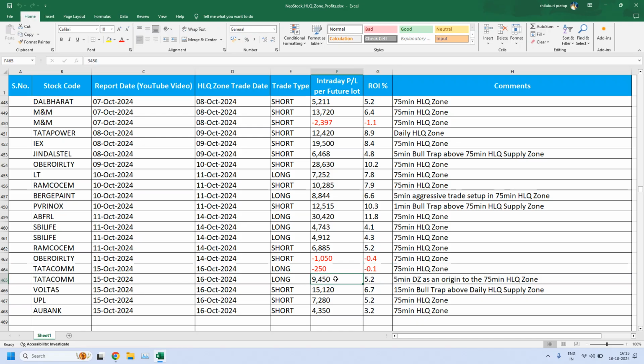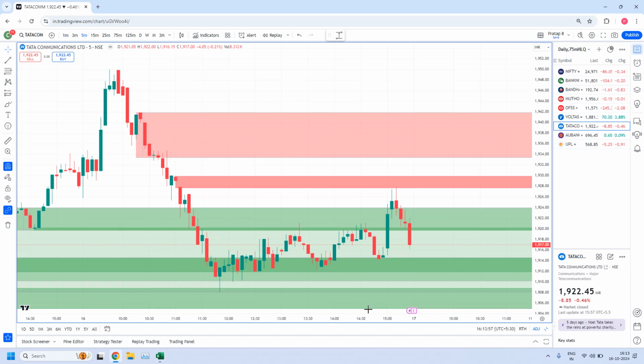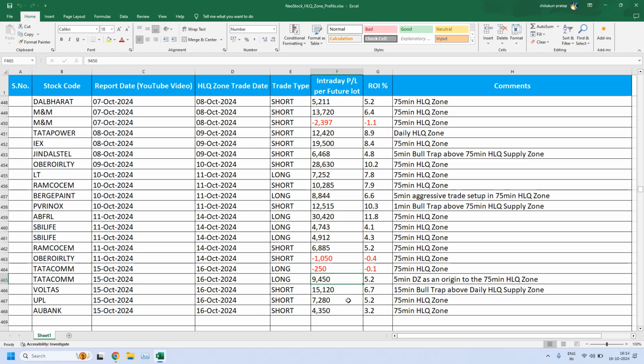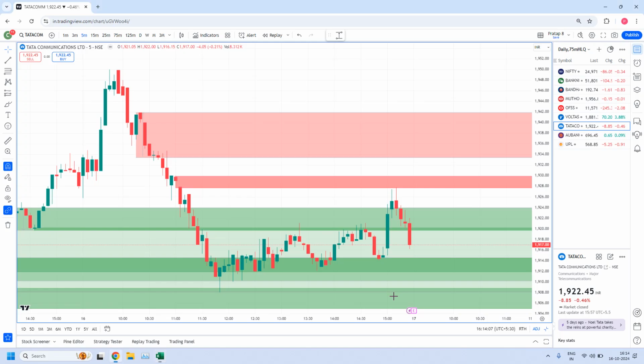But the next one has given 9,450 rupees profit. From here to here, it has given 9,450 rupees profit, which is 5.2% ROI as per one futures margin cost. So this is about Tata Communications.